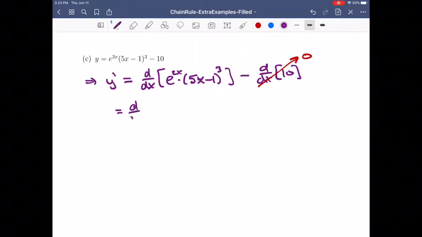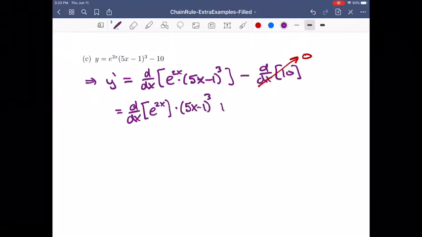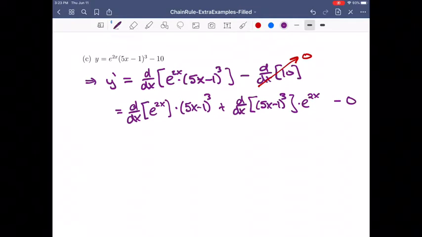So this is the derivative of e to the 2x times (5x minus 1) cubed plus the derivative of (5x minus 1) cubed times e to the 2x. And then it was minus 0 if you want that there. So what's the derivative of e to the 2x? This is my inside function, the 2x. The derivative of e to the something is just e to the something, but then I need to multiply by the derivative of the something, which is just 2.